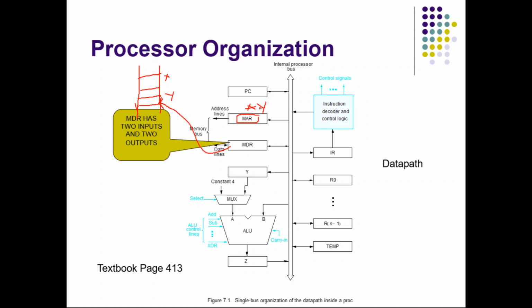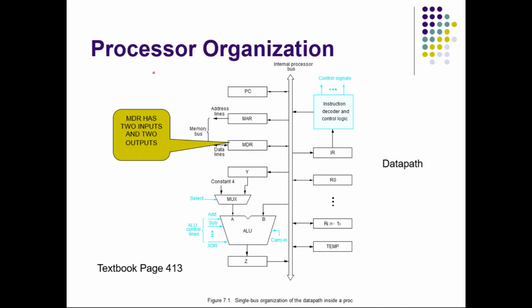Similarly, if MAR is Y and a read operation is given, then what will be read? Whatever data is available in Y will be read into MDR. So you can see here that MAR and MDR are connected to the memory bus.